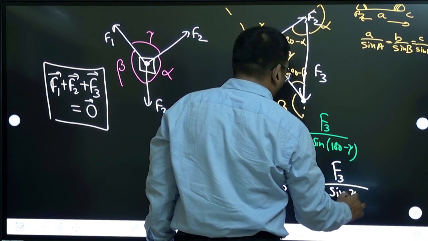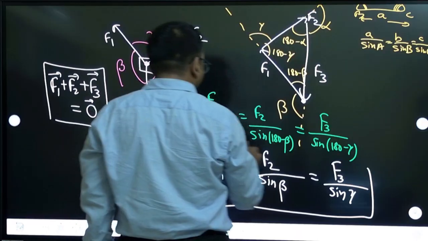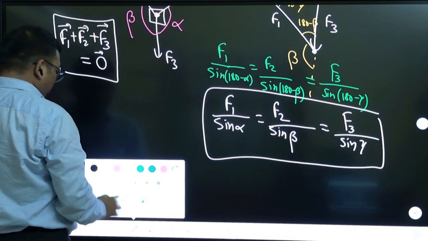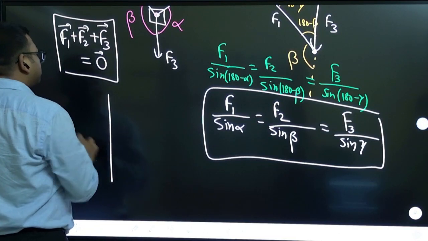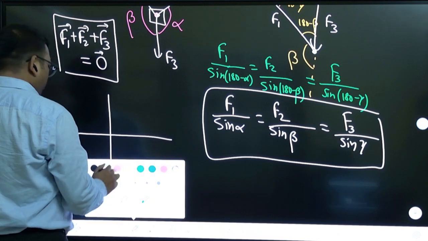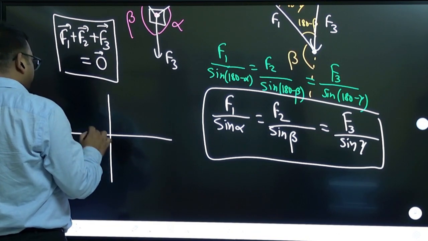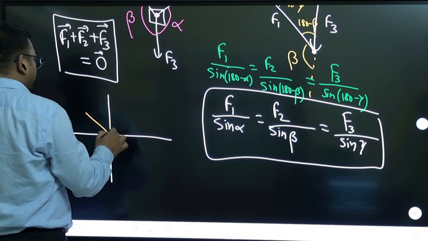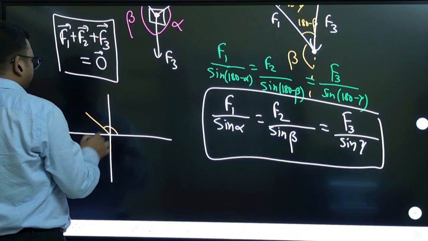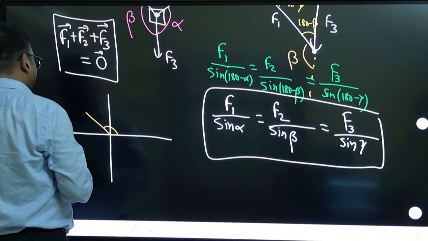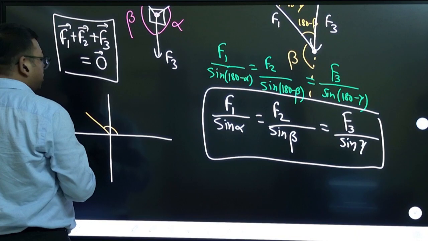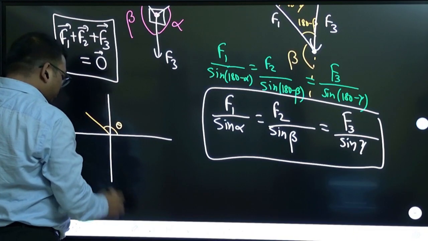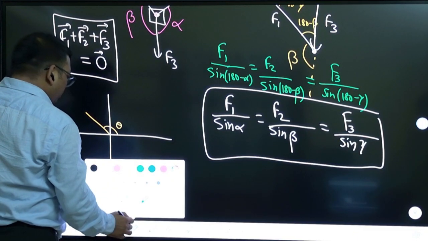You may say how? How is sine 180 minus theta the same as sine theta? So draw the quadrant. Suppose for example 180 minus theta means what? Suppose for example this is the angle. Let us consider this angle as 180 minus theta, or you consider this as theta. If you consider this theta, then what is this theta?